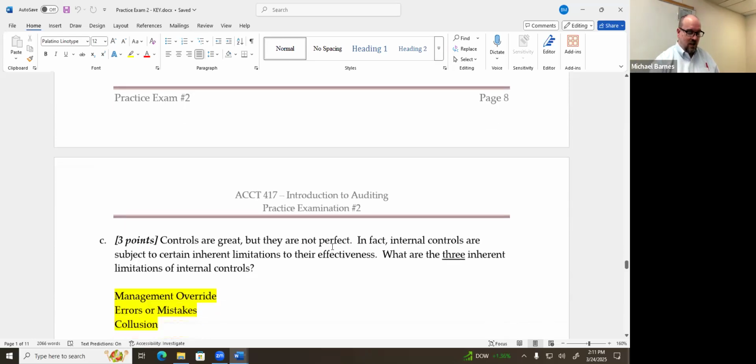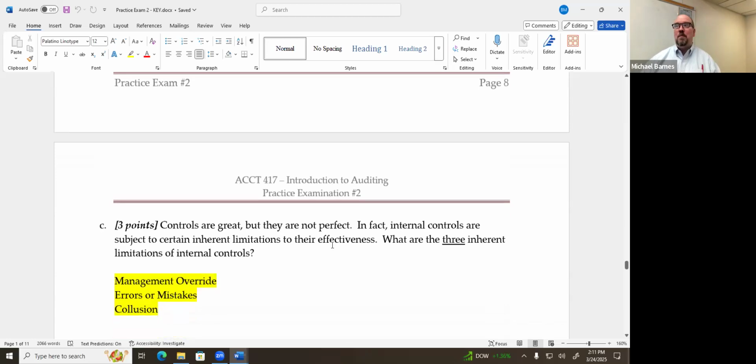Then you've got errors or mistakes. Errors or mistakes can happen and we can't control those. So they may actually result in bypassing of our internal controls despite our best efforts. And then collusion. That's where we say segregation of duties is present, but what if 2 people who have responsibility in different areas collude to bypass those controls? Is it possible? Certainly is, and it happens all the time.